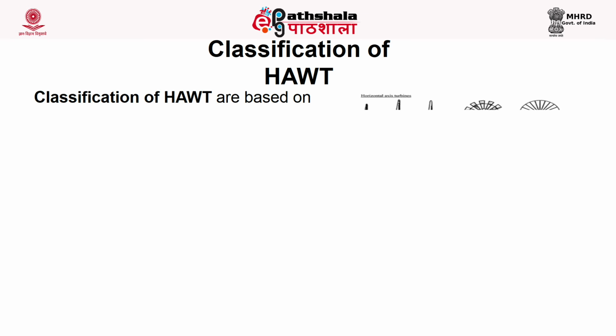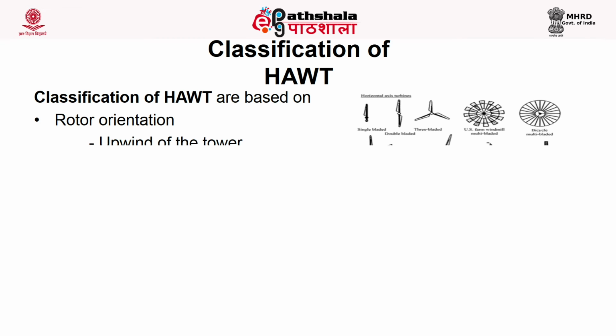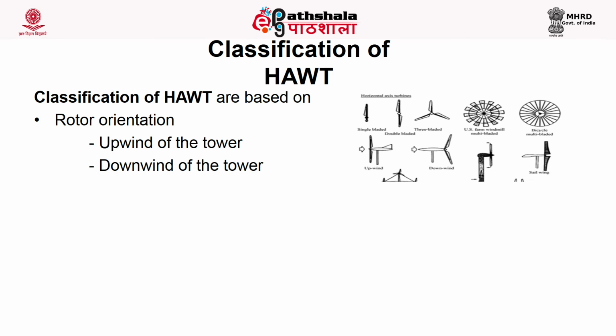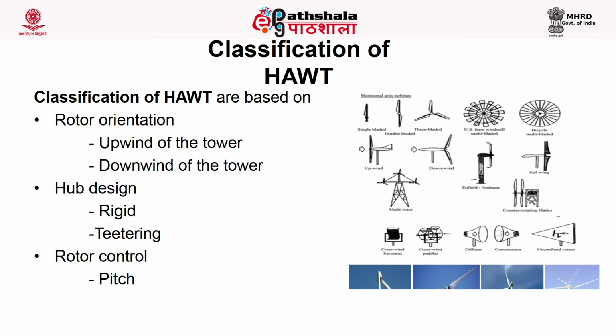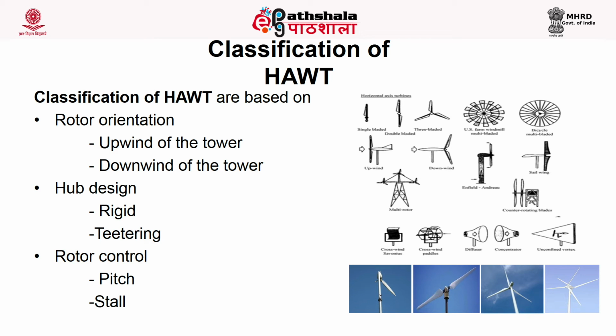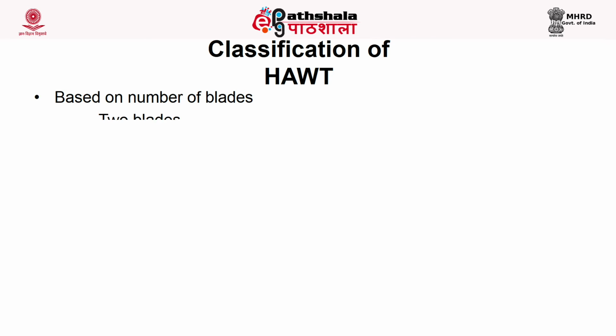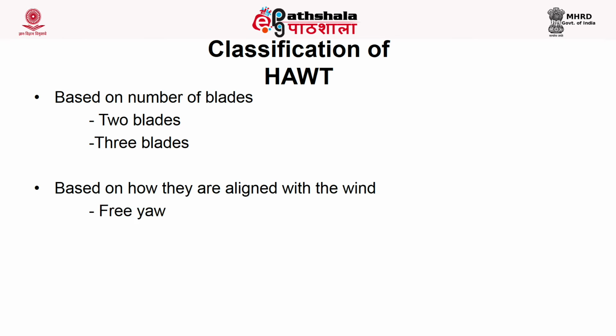The HAWT, the horizontal axis wind turbines, are classified based on rotor orientation into upwind of the tower or downwind of the tower; hub design, into rigid and teetering; rotor control, into pitch and stall; based on number of blades, as 2 and 3 blades and multiple blades also; and based on how they are aligned with the wind, into free and active yaw.